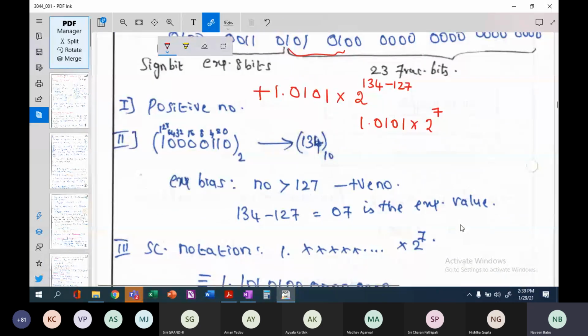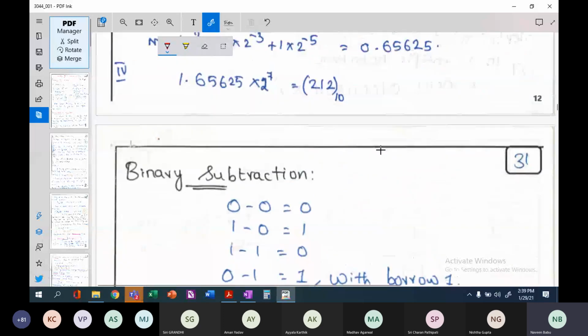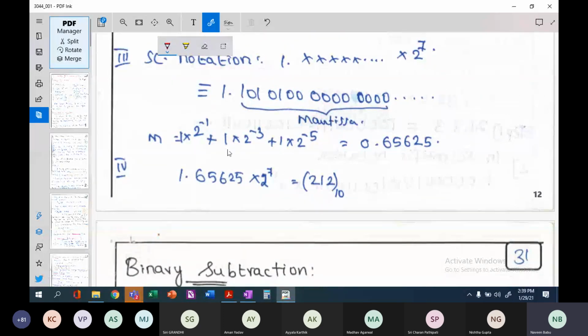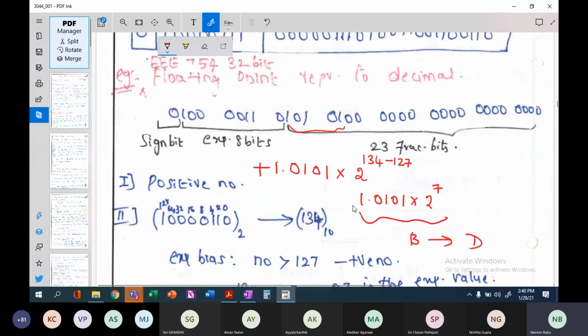Okay. Now, this is in your binary format. Now you need to convert this into the decimal format. You know how to convert binary to decimal, including the fractional numbers, right? It is equivalent to just multiplying with their positional weights. So you get the fractional part, you get 0.65626. So 1.65626 times 2 power 7 is equivalent to 212 in base 10. This is how you recover any number from the given format. Any doubt in floating point numbers?